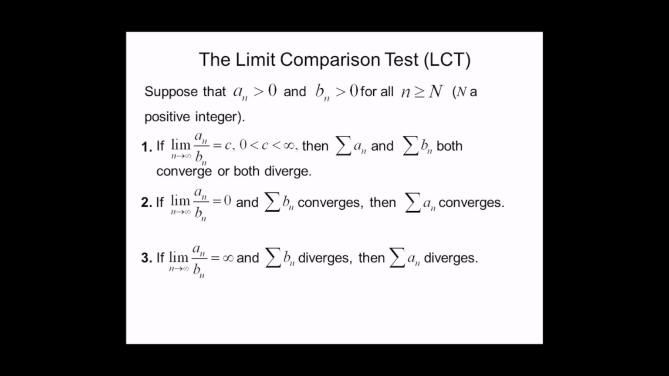This theorem states that you can take two positive series, an and bn, and then find the limit as n goes to infinity of an over bn. An is your function you're trying to solve for, and bn is a function that you know the convergence of. From there, depending on the answer found and the convergence or divergence of bn, you can solve for the convergence of an.